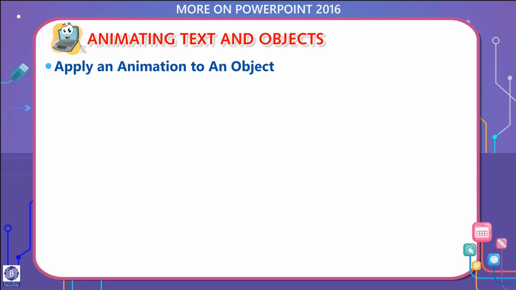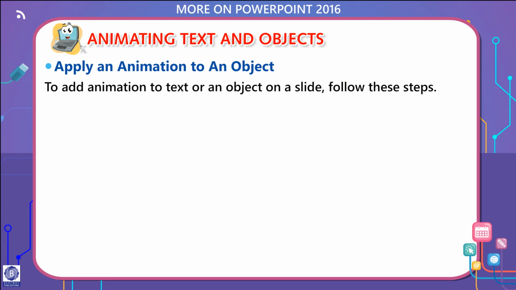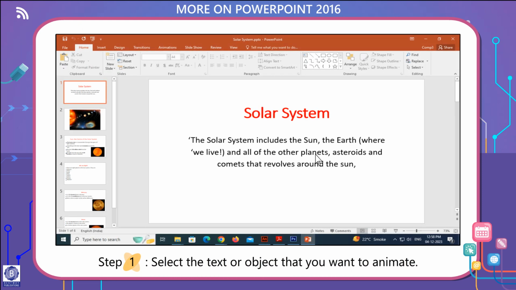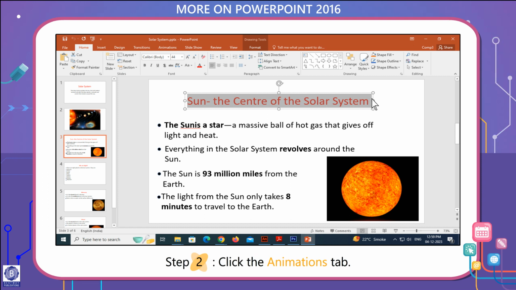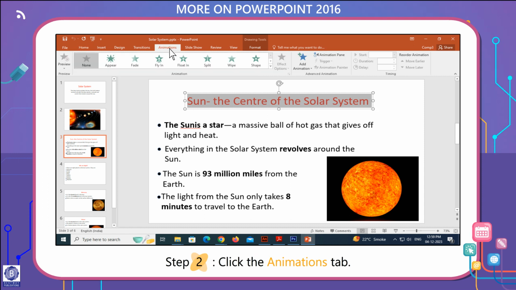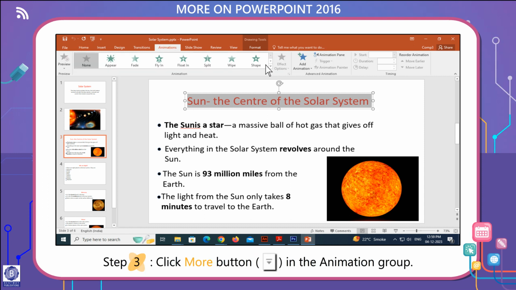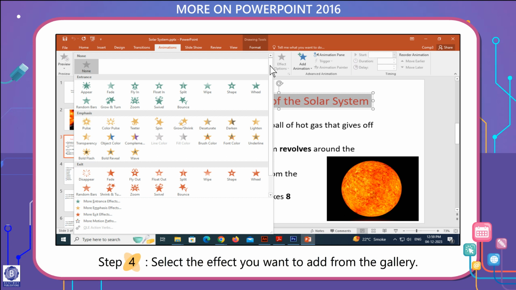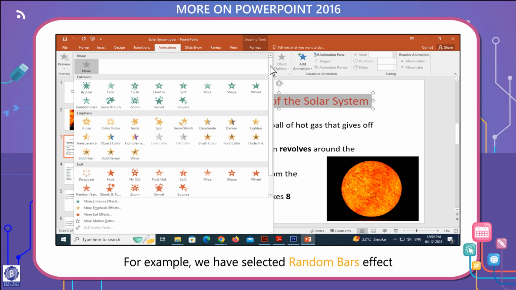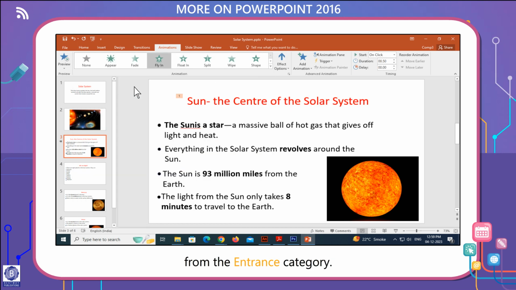Apply an animation to an object. To add animation to text or an object on a slide, follow these steps. Step 1. Select the text or object that you want to animate. Step 2. Click the Animations tab. Step 3. Click the More button in the Animation group. A gallery of different categories of animation effects appears. Step 4. Select the effect you want to add from the gallery. For example, we have selected the Random Bars effect from the Entrance category.